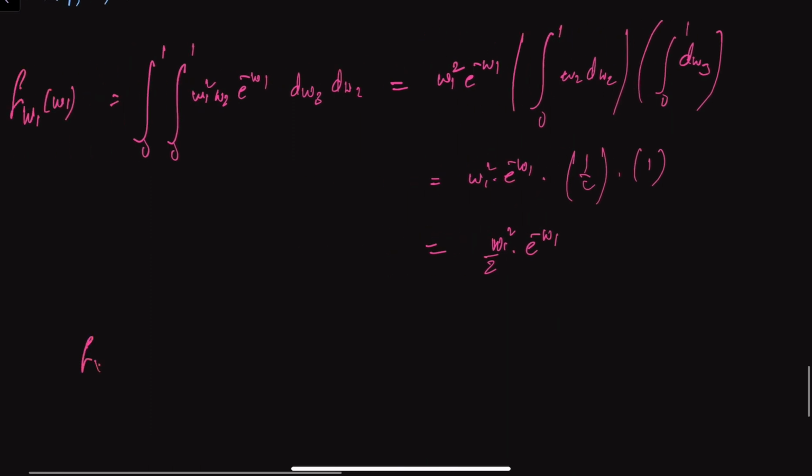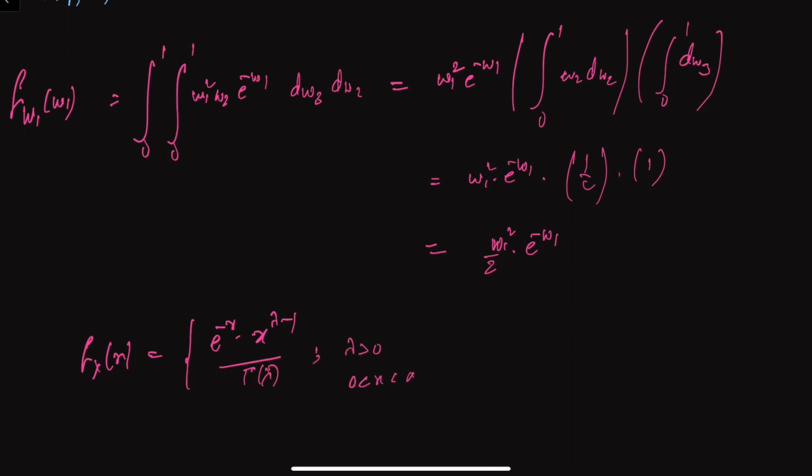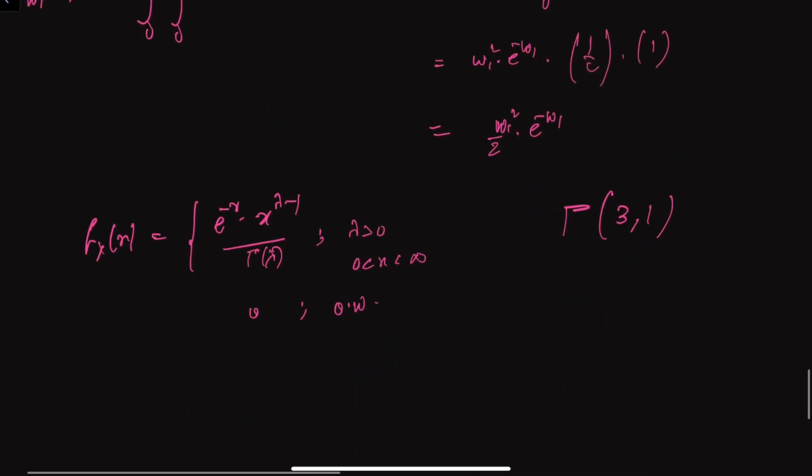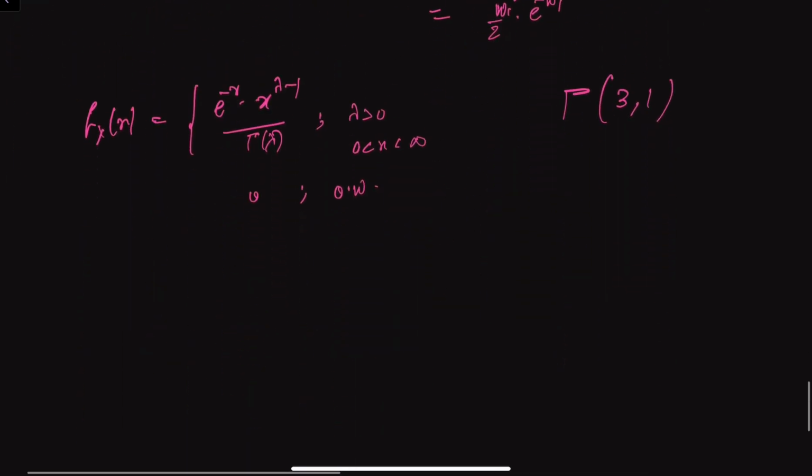So we can see it is of the form of a gamma density, where lambda is greater than 0 and 0 less than x less than infinity, and 0 otherwise. We can clearly see it is following a gamma distribution with shape parameter 3 and scale parameter 1. So the marginal distribution of w1 is gamma 3 and 1.